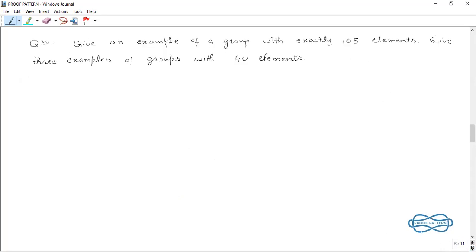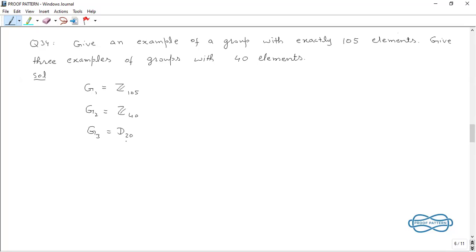The next question is question 34. The statement is: give an example of a group with exactly 105 elements and also give 3 examples of groups with exactly 40 elements. So we have just the examples: G1, which is equal to Z105, is a group with 105 elements. G2 is another group, Z40; we consider this also a group with 40 elements, because we have to give 3 examples of groups with 40 elements.